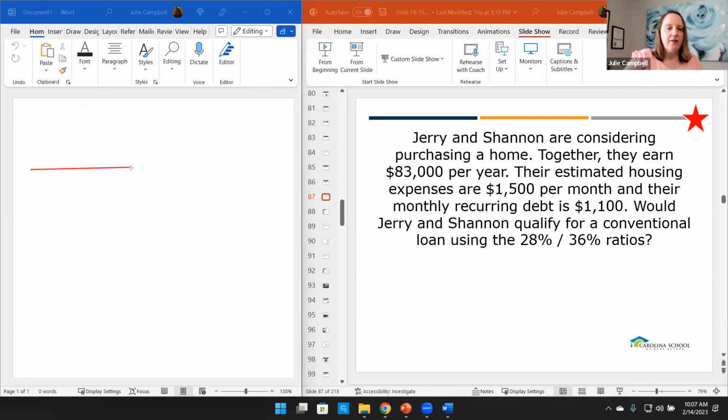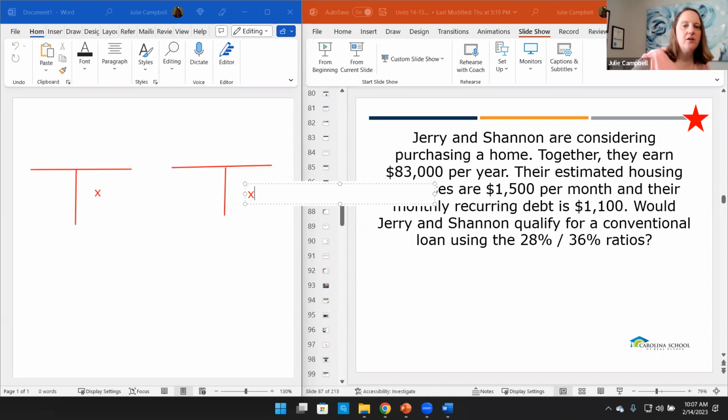So I've read the problem. I know I'm doing qualifying a buyer math. So the first thing I can do is throw myself down 2 T-bars. I know I've got to run it twice, once under the 28% with the housing expenses, and again under the 36% with the housing expenses and recurring debt. In this case, we know what the qualifying ratios are, but what we need to find is Jerry and Shannon's ratios, because that's the question. Would they qualify? So we need to find their ratios to see if they are under the 28-36%.